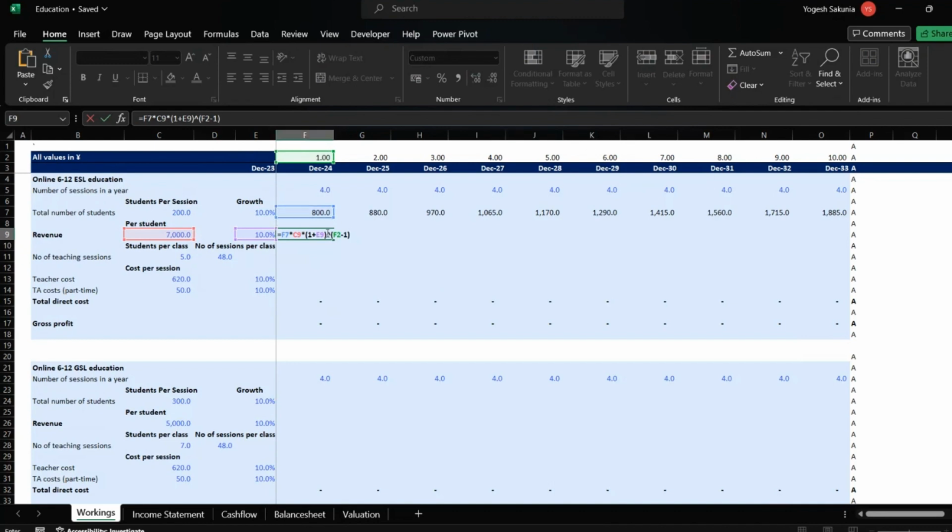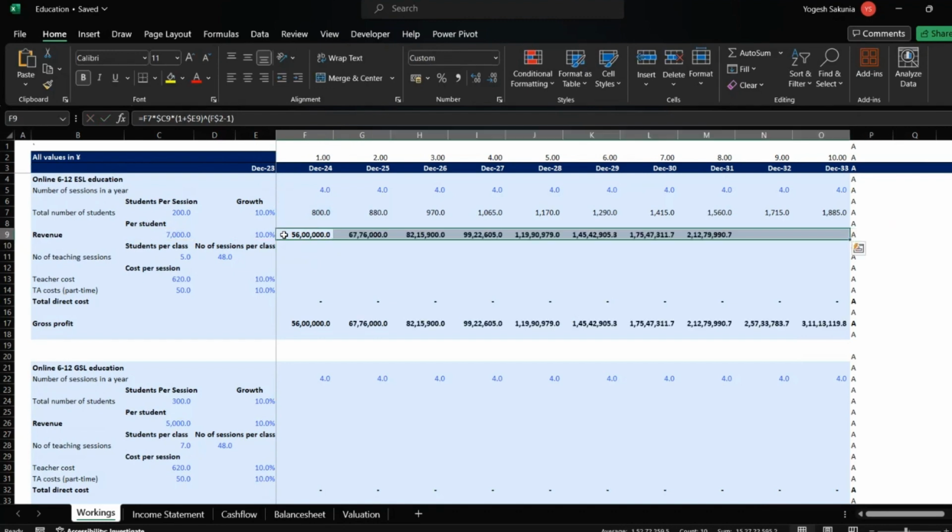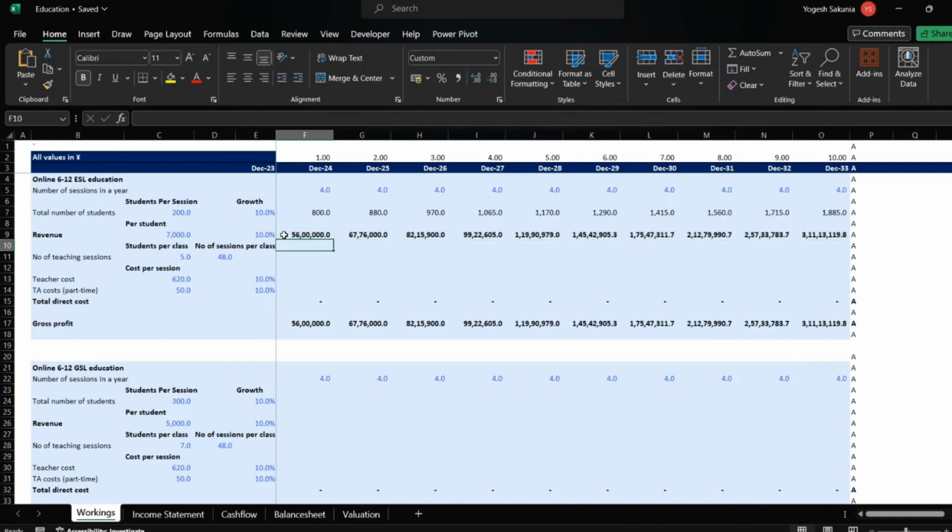So again, what do we do? F7, number of students is there. C9, freeze the C, freeze column E, and freeze the row 2, right? I'm freezing the row 2 because I will copy the same formula down as well in the next section. So again, utilizing Excel to the maximum extent is what we are looking at. So that brings us to what is the revenue.